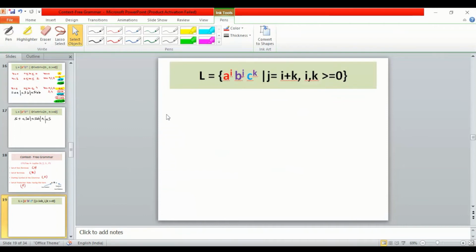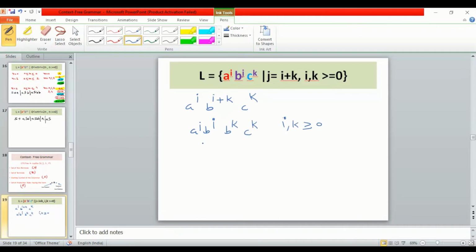Okay, we have one more equation here. J is equal to I plus K. So I will substitute the value of J into this: A raised to I, B raised to I plus K, and C raised to K. So we have this pattern. Now if we write it out, we'll get A raised to I, B raised to I, then B raised to K, C raised to K, where I and K are greater than or equal to 0.